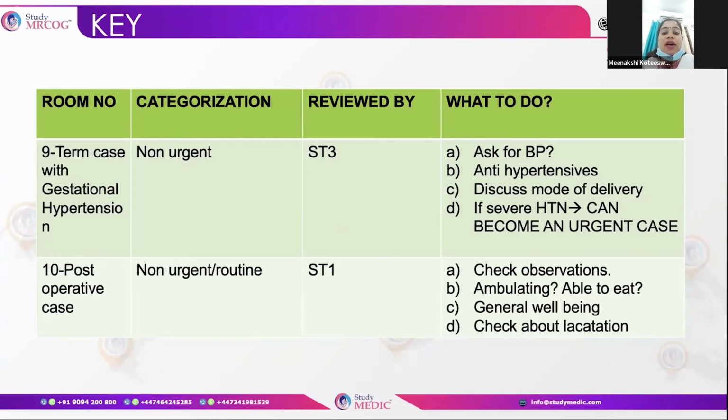And the next one is a post-operative case. It is a routine case. Because of antepartum hemorrhage, the case was delivered by LSCS, and then she had a PPH as well. But now she's doing well. Because of the hemorrhage, she was admitted to HDU, but now she's doing well. Then we can check about lactation as well. So that was regarding the labor ward prioritization.